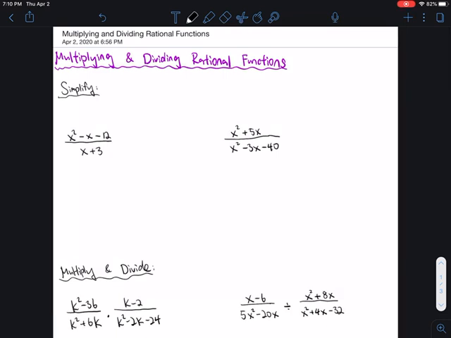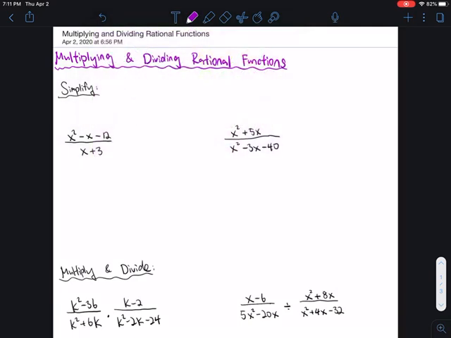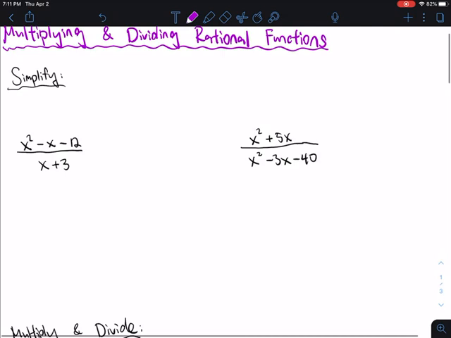So last time we talked about an introduction to rational functions, and then we talked about multiplying and dividing with rational functions. So today we'll just do more of the same thing, except today we're going to incorporate factoring into rational functions as well. Okay, so let's go ahead and get right into it.